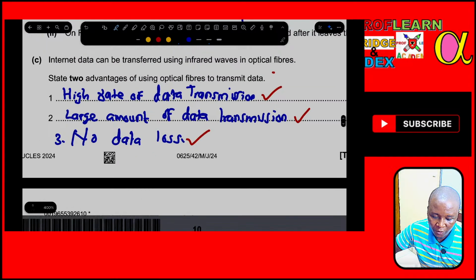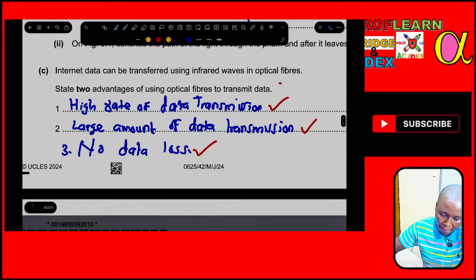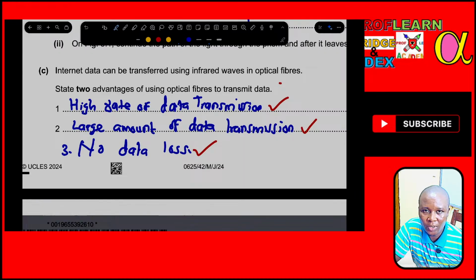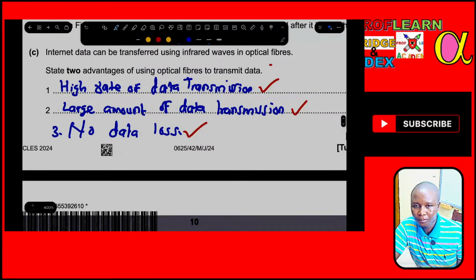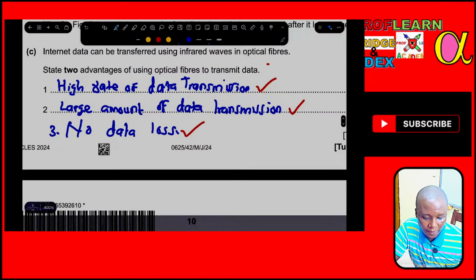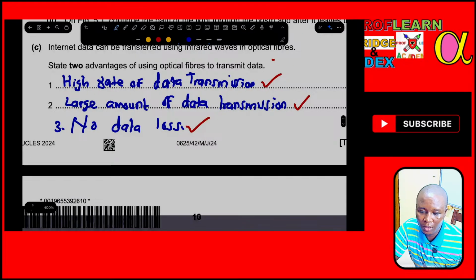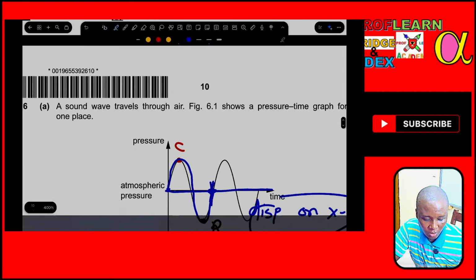State 2 advantages of using optical fibers to transmit data. Number 1, they have a high rate of data transmission, meaning that the speed at which data is transmitted is quite high for optical fibers compared to normal wire conductors. They can transmit large amounts of data because data is transmitted in the form of light. So you can transmit a lot of data within one optical fiber. Then also, there's no data loss, or there's minimal data loss in the process of transmission.